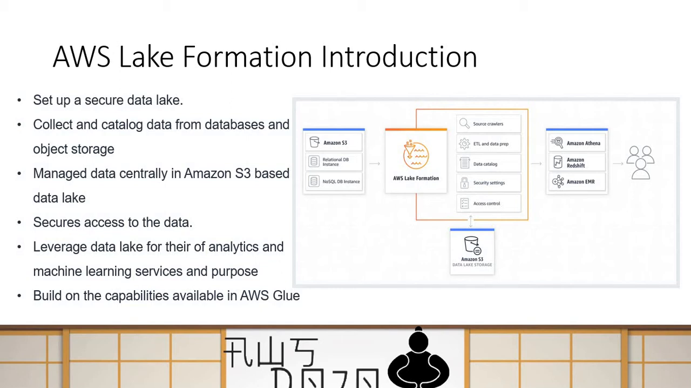In a data lake, the data is centrally stored in an Amazon S3 bucket, and it is managed there. Then Lake Formation provides access control over the data. When you configure the access control, you can be very specific in terms of which data catalog the user can access, which columns they can access, which operations they can perform, and so on.